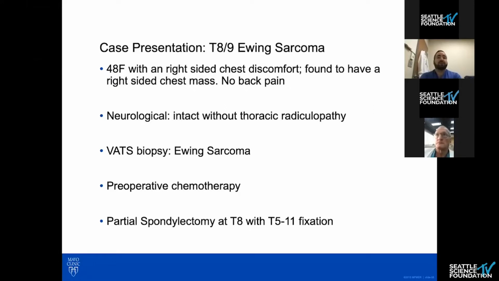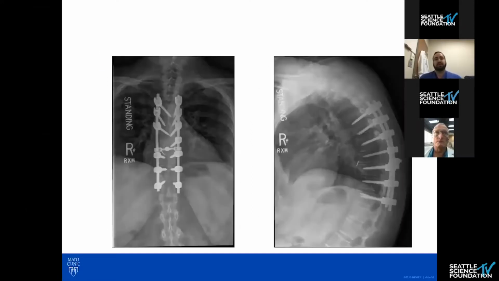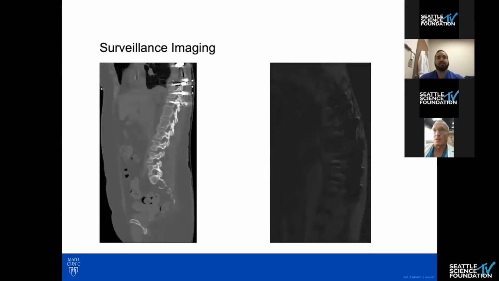She underwent upfront chemotherapy. These tumors are very responsive to chemotherapy. The tumor shrunk, and she underwent an initial T8 partial spondylectomy, T5 to 11 fixation. This is what her construct looked like. Everything was going well. Something happened in terms of her follow-up, and I believe she did not undergo post-operative chemotherapy, which is the standard of care for these tumors. And in terms of surveillance, we tried to look to see if the tumor recurred.